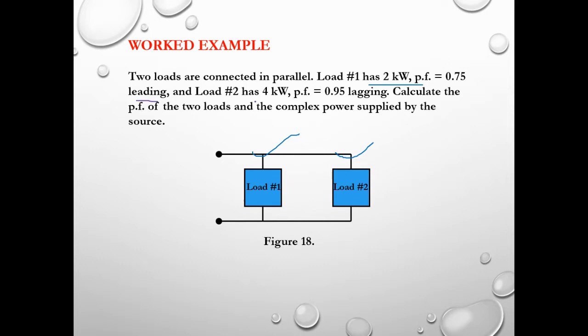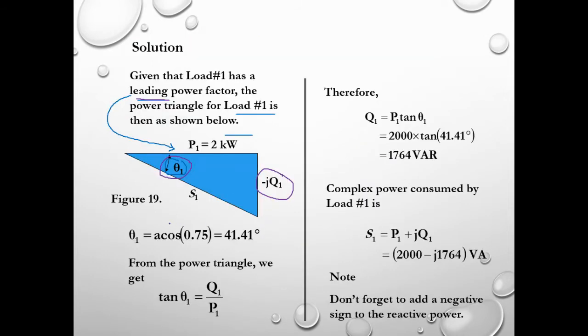This is also mentioned here for load number 1: leading, the power factor is 0.75, and P is 2 kilowatt. So theta 1 is arc cos 0.75, because if you go back to the equation, the provided PF is equal to cos theta. To get theta in degrees, you need to take the arc cos of 0.75. So you get theta 1 equal to 41.41 degrees.